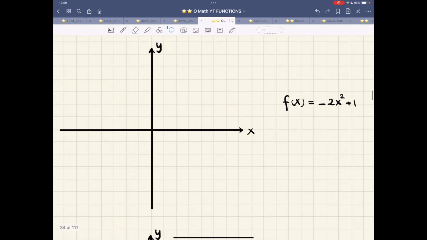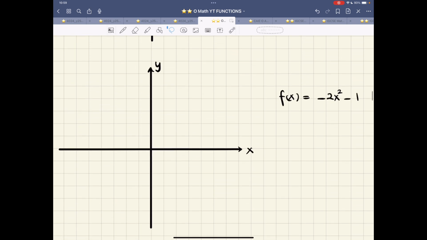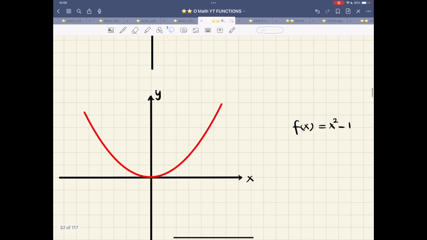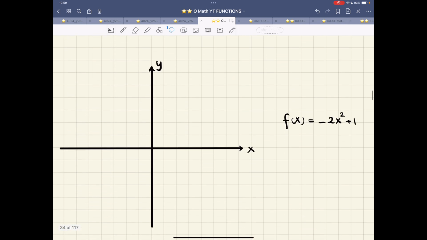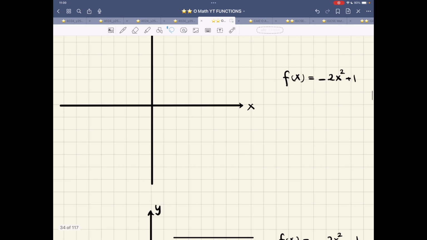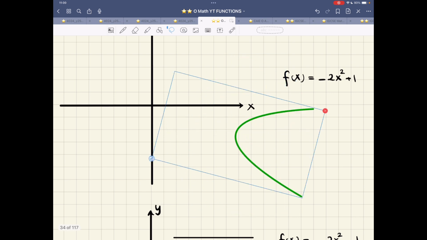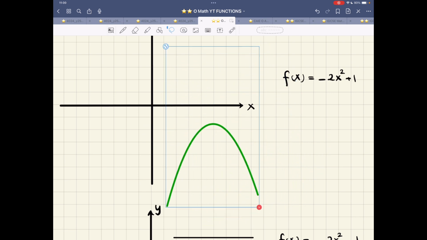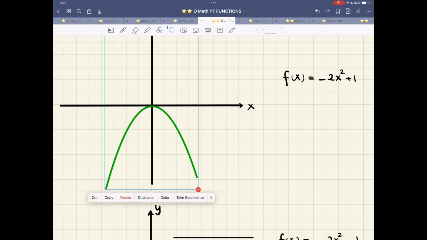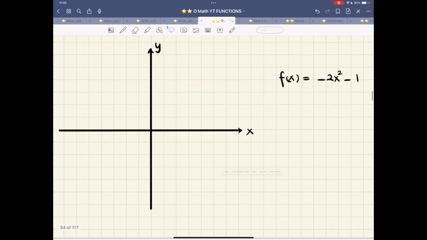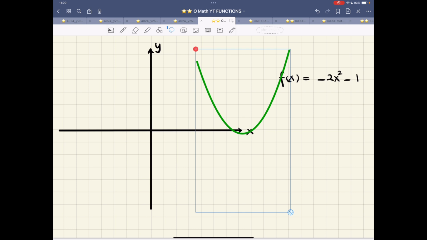Let me just go over here. Negative 2x squared. So negative 2x squared should be just this thing flipped down. So now like this and like this. That is good. Let me copy it and let me copy it over here.